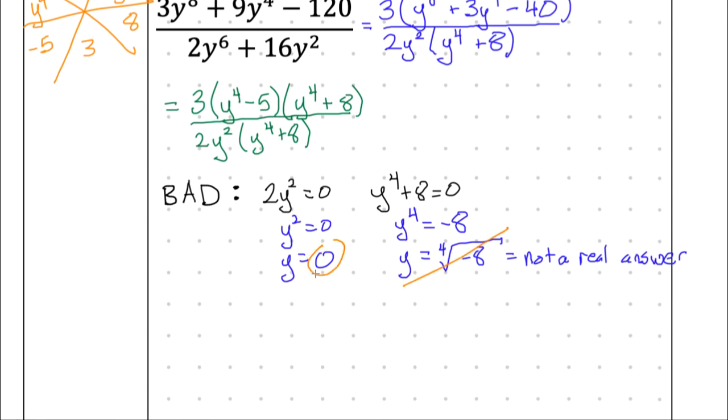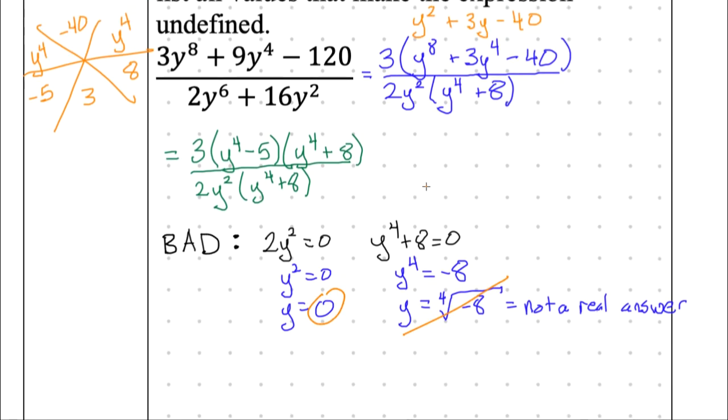There's only one bad value. It's 0. So I found one bad value, and step 3 is go ahead and simplify by crossing things out. And there's nothing else I can cross off. So go ahead and distribute this 3, and I'm done. So the final answer, I'll do this in red, is 3y to the power of 4 minus 15, all of this divided by 2y to the power of 2. Final answer, and box it.